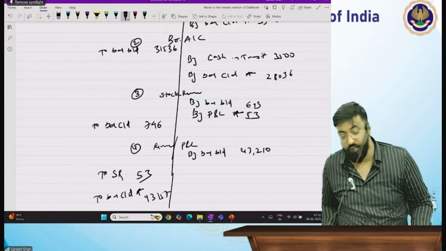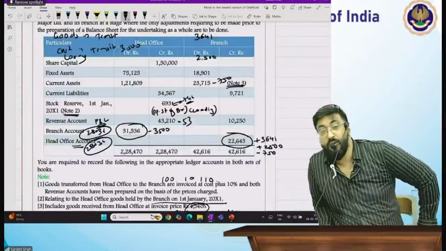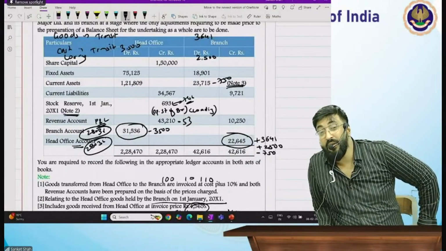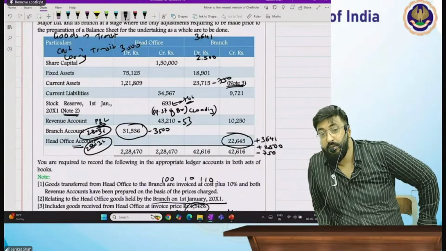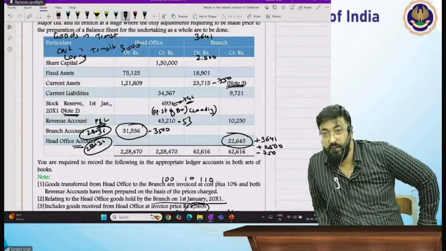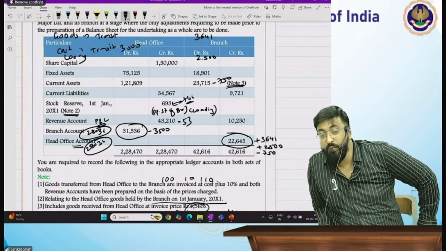So which accounts are you going to open? Those which are affected. Is share capital affected, beta? No, sir. Fixed assets of branch or HO? No, sir. Current assets? No, sir. Current liability? No, sir. Stock reserve? Yes, sir. Revenue account? Yes, sir. Branch account? Yes, sir. So updation is very important. Now you are getting which accounts have to be opened?